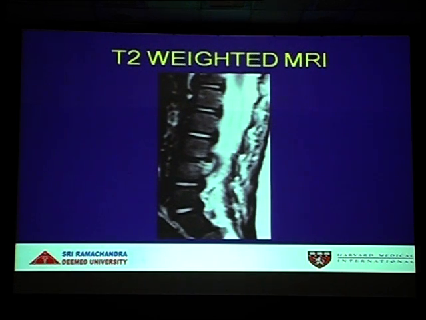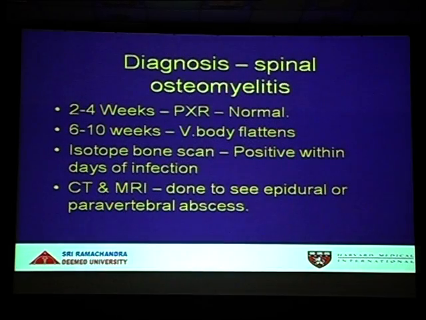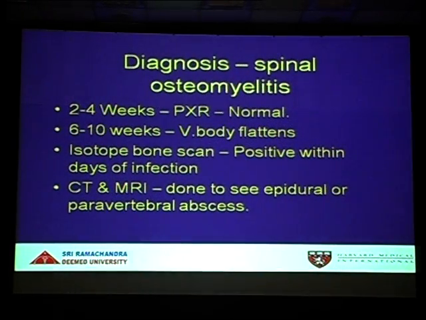Next investigation you'll do is the MRI scan. Here you see this is the vertebra and this is the intervertebral disc space. When you are coming here, you can see there is a hyperintense lesion seen here, and epidurally, that is seen also. So what do you think? Correlate with the history. It is a spinal osteomyelitis.